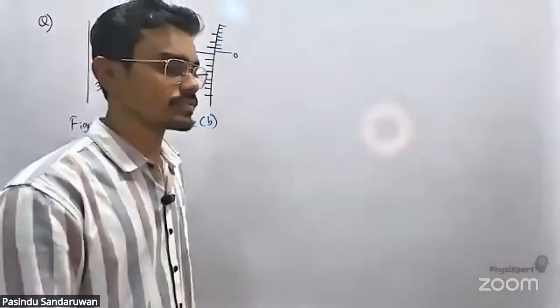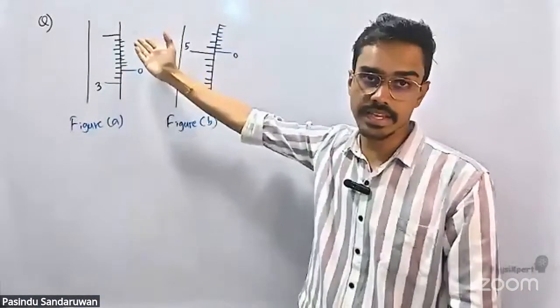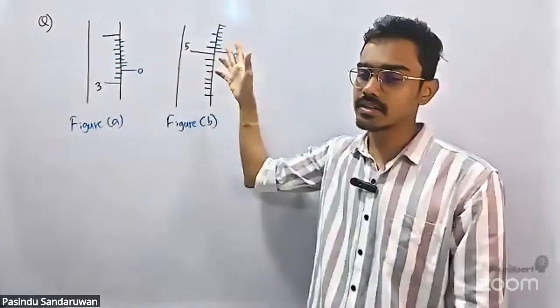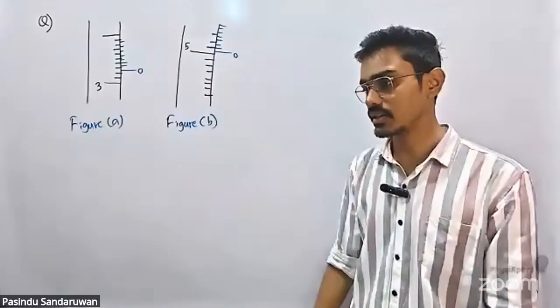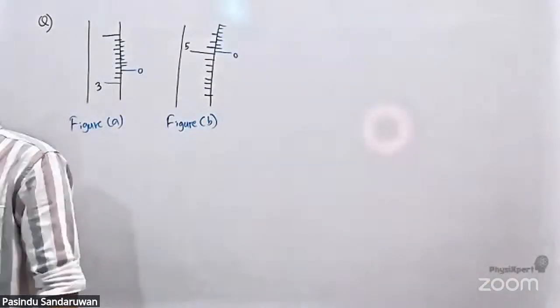Take it down. Figure A and figure B. I haven't drawn all 50 divisions of vernier scale. Only a part of the scales is drawn.